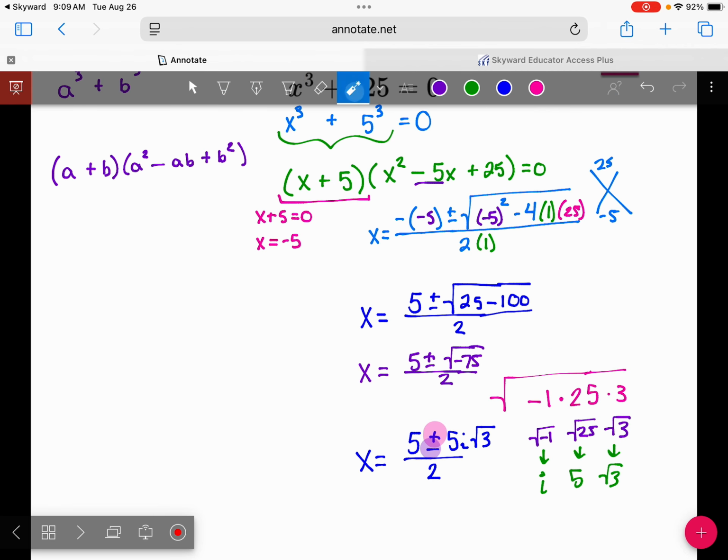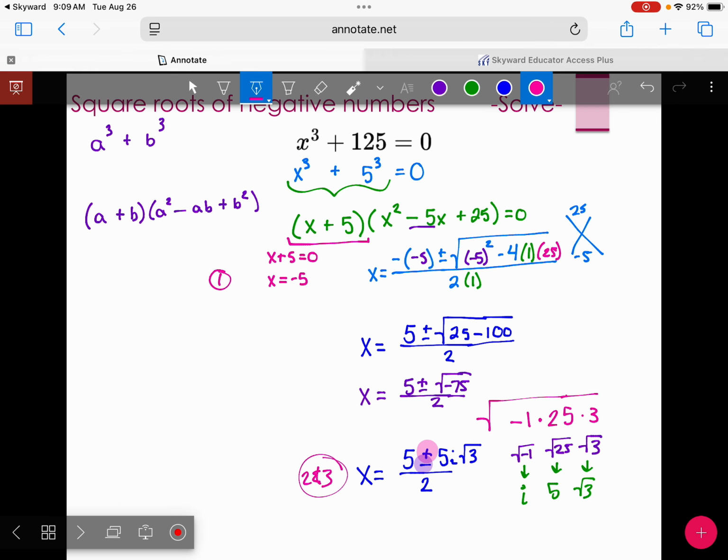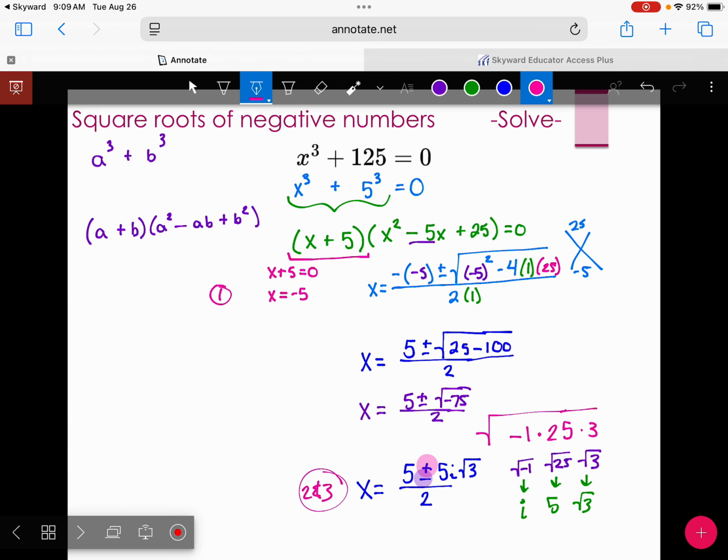When we have a cubic function, we should wind up with 1, 2, 3 answers. So we got 1, 2, and 3. We got 3 solutions here. Okay? Questions on this one?